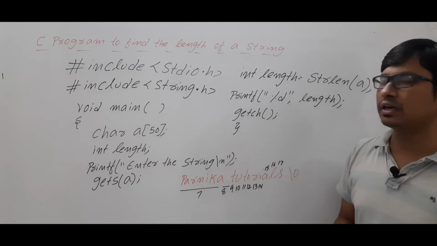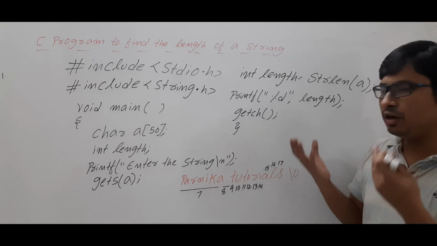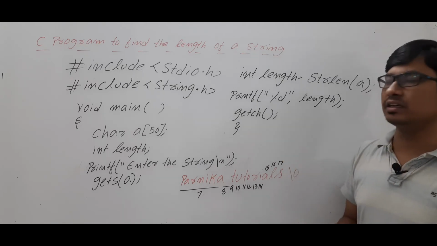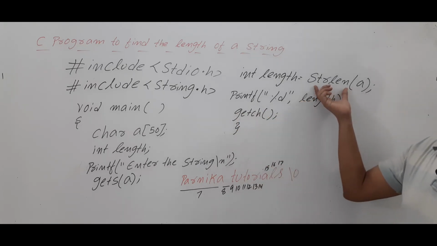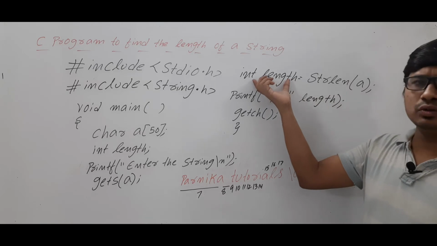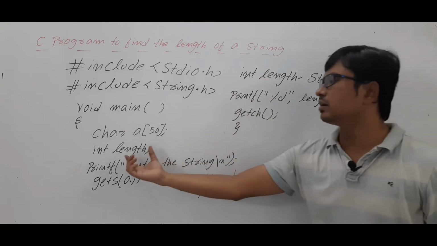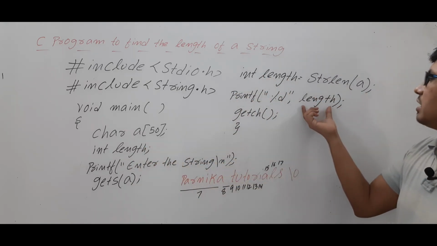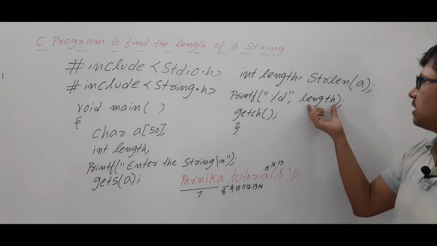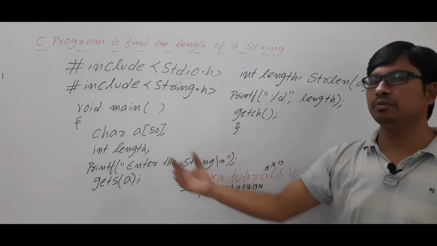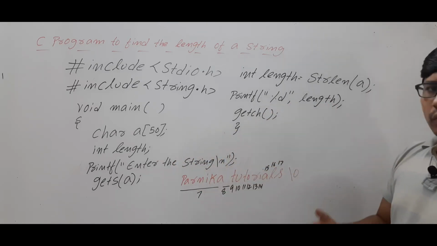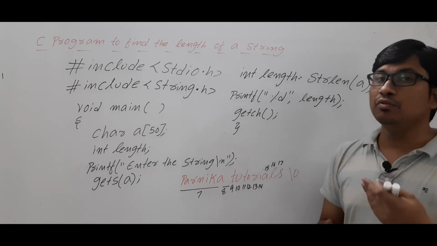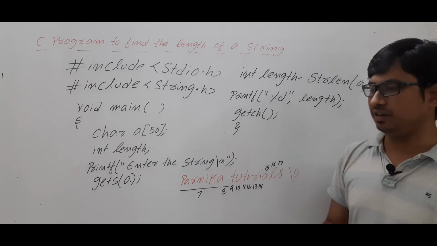I hope you have understood how to write a C program to find the length of the string using a function called strlen. If you don't want to use the variable called length, in the printf function itself you can write strlen and the name of the array. Is it clear? Now I will write the same program without using any string handling function.